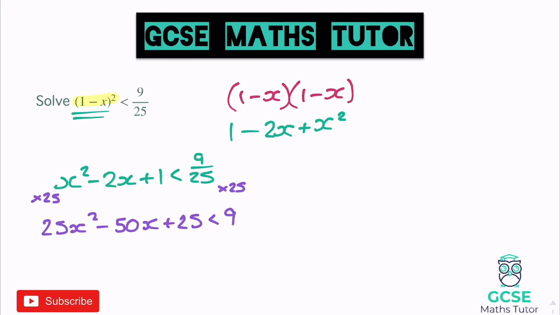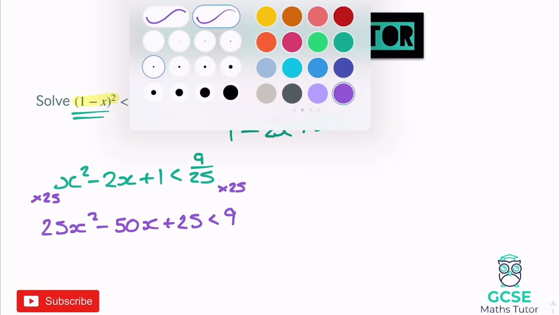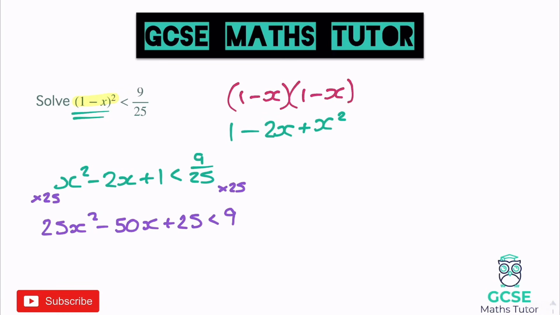Now we want that to be 0 on that right hand side there. So let's make it a 0 by minusing 9 from both sides. So when we do that, we get 25x squared minus 50x. And then we've got 25, take away 9, which is 16. So plus 16, there we are. And that is less than 0.